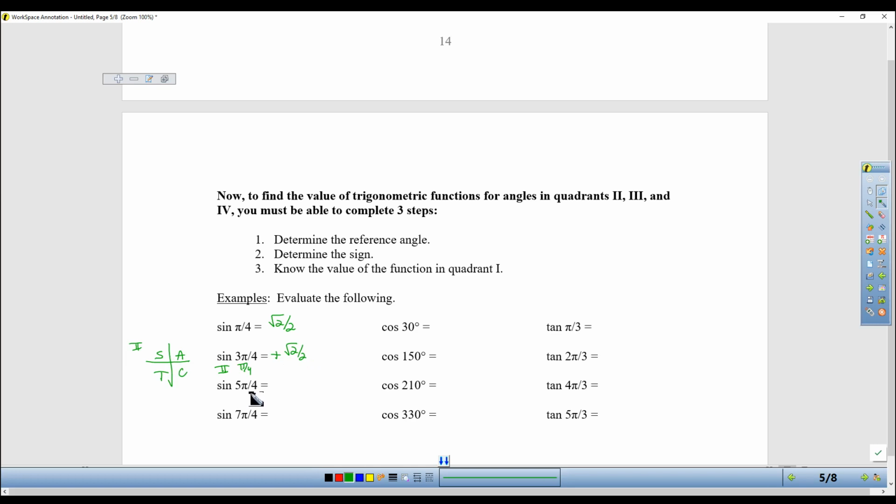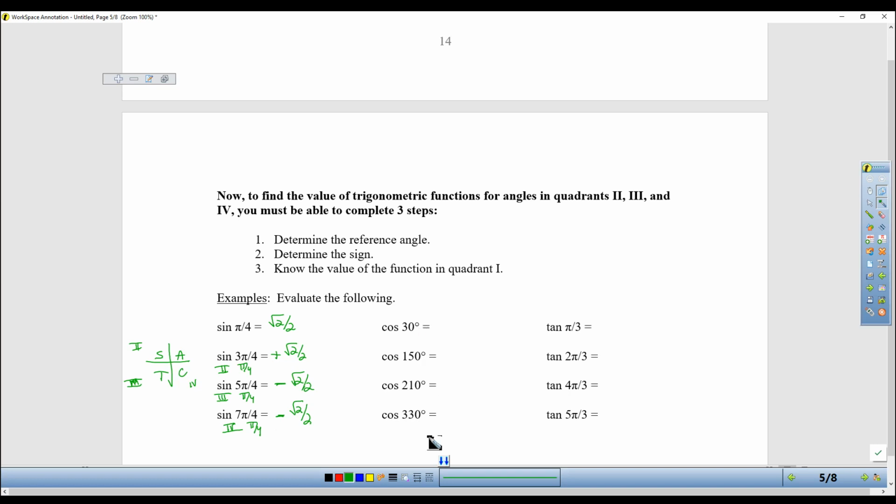5 pi fourths has a reference angle of pi fourths also, but it's in quadrant 3. And in quadrant 3, only tangent is positive, which means by default, sine must be negative. But since it's pi fourths, know the value in quadrant 1, it's still just square root of 2 over 2. Sine of 7 pi fourths is over here in quadrant 4, and its reference angle, nice and easy, is just pi fourths. So I know it's square root of 2 over 2, I just have to figure out if it's positive or negative. But since it's sine and only cosine is positive here, it's going to be negative.